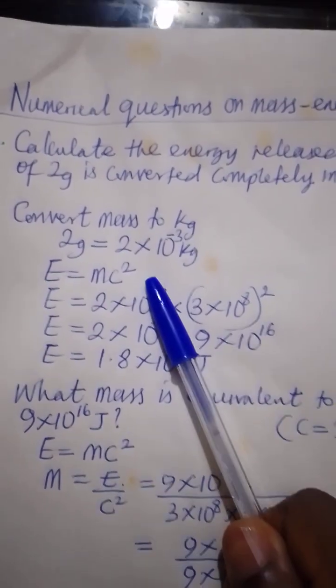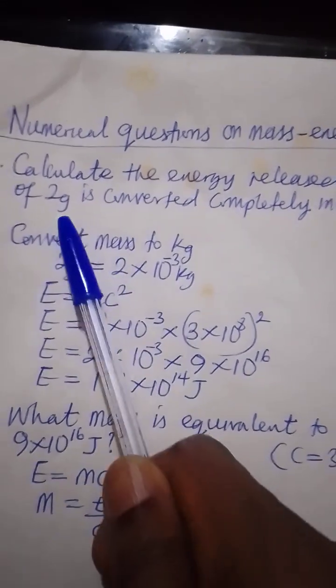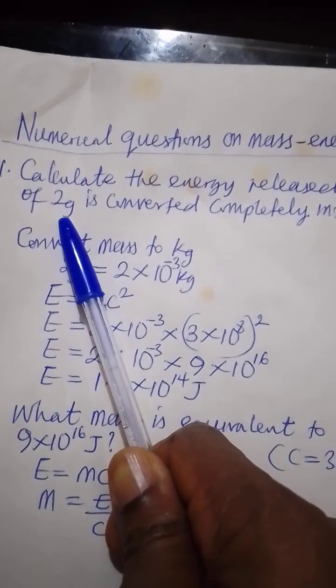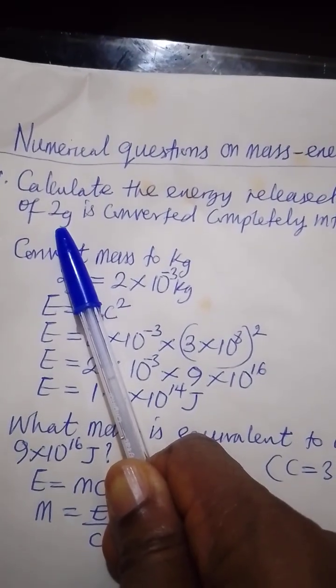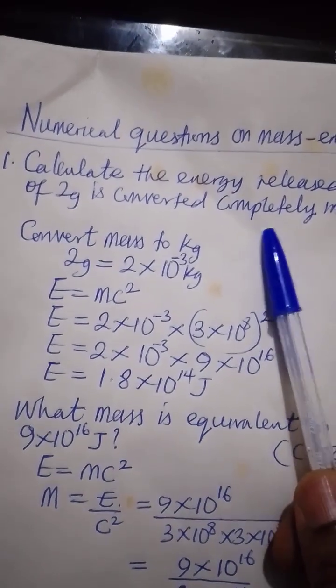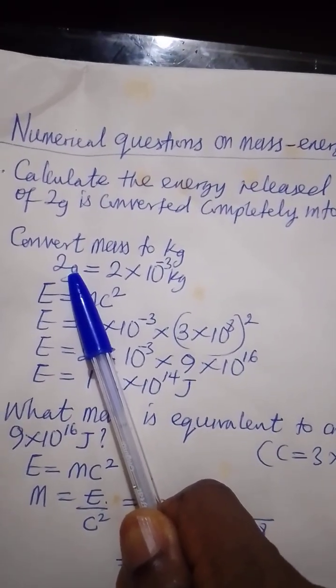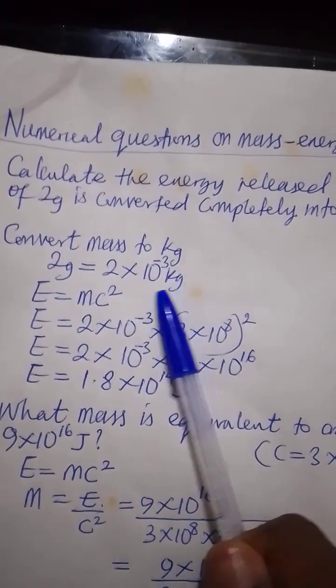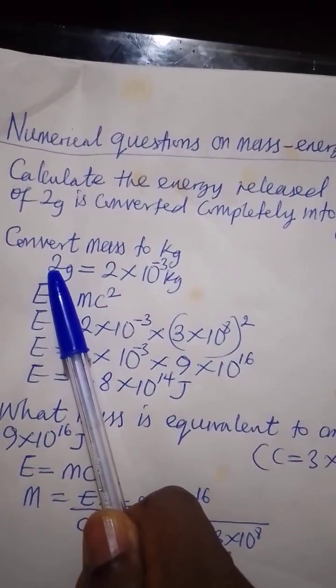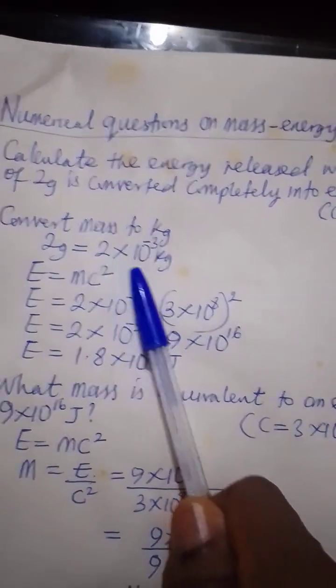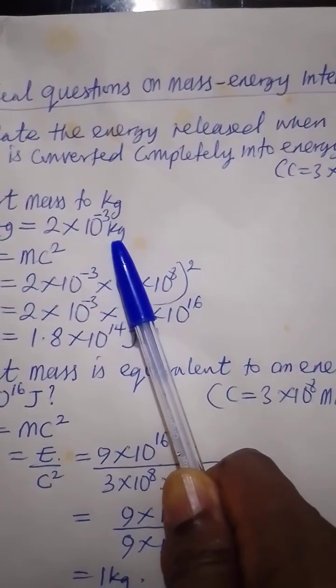E is mc squared. But our mass is given in gram. We need to convert the mass to kilogram. Of course, you have to divide a gram by 1000 to take it to kilogram. If you do that, 2 divided by 1000, that will give you 2 times 10⁻³ kilogram.